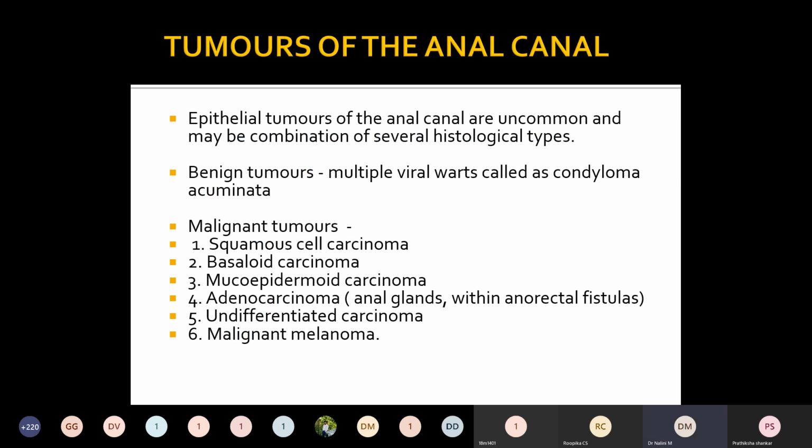So tumors of the anal canal, we have already discussed all these in multiple conditions. Morphologically they are all the same. We will just list them here; most of the time these are epithelial tumors. The anal canal is lined by stratified squamous epithelium, and that is the reason why the tumors are different here. They are not lined by colonic epithelium. In benign tumors we have condyloma acuminata, and in malignant tumors we have squamous cell carcinoma, basaloid carcinoma, mucoepidermoid carcinoma, adenocarcinoma, undifferentiated carcinoma and malignant melanoma. The morphology of all these is like what you see elsewhere in the body.